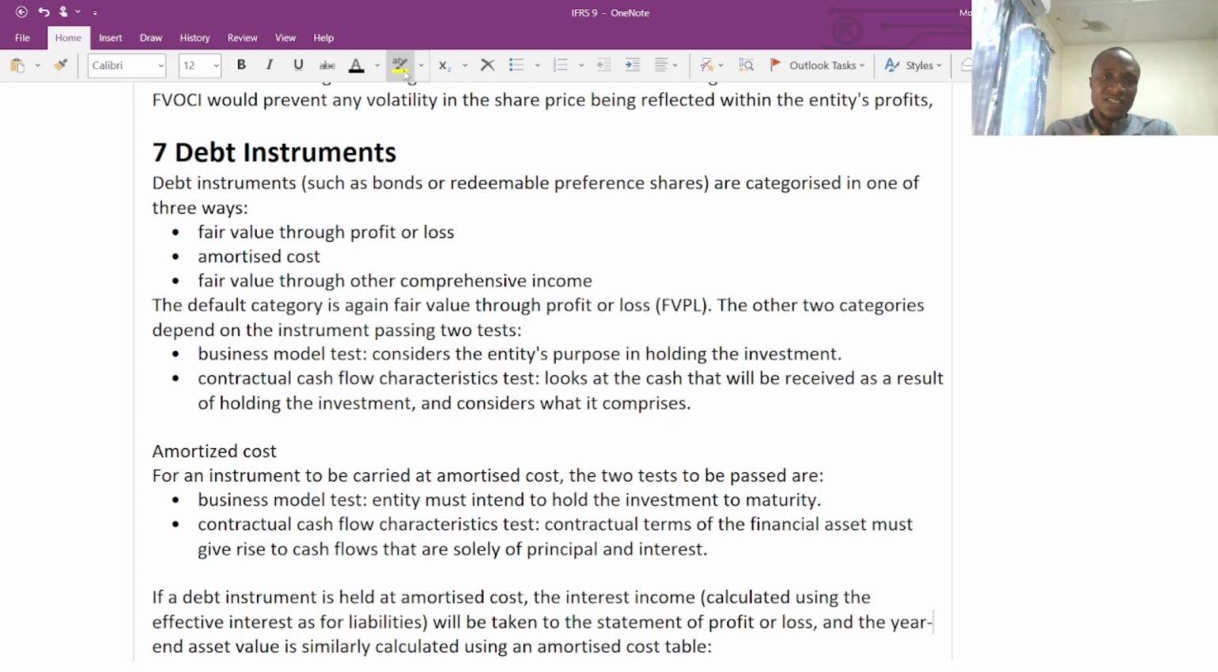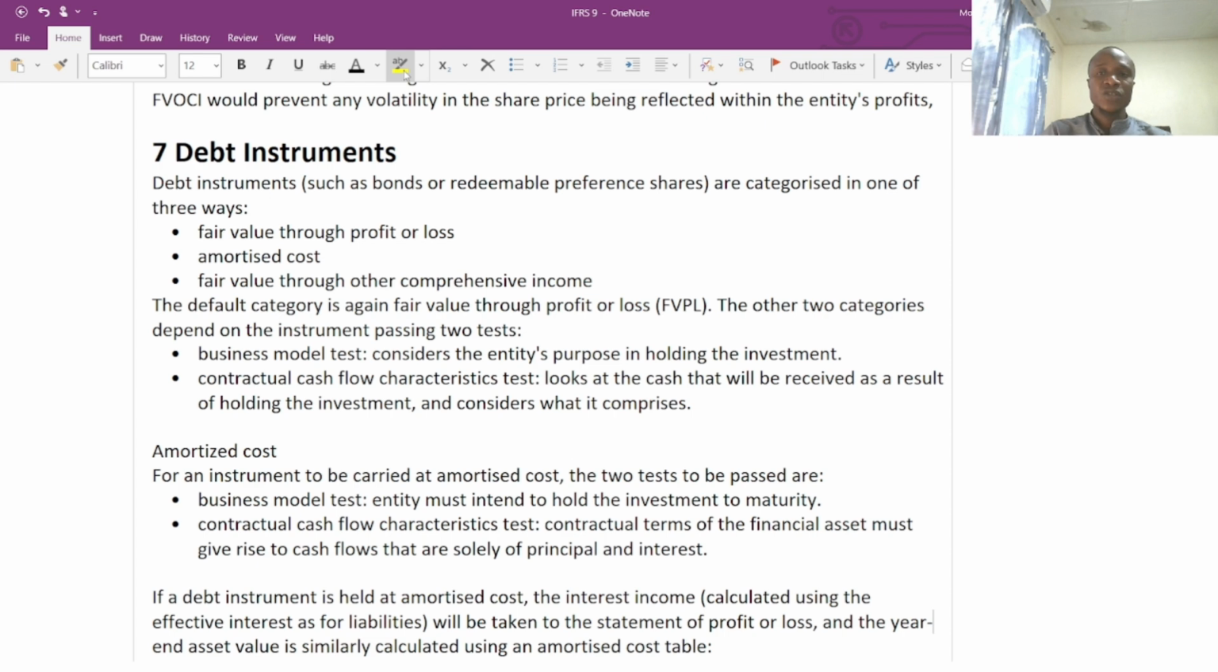So now, if that is the case, we need to know how we can account for it, whether we are going to use fair value to profit or loss, or fair value to other comprehensive income, or amortized cost. You can remember the concept of amortized cost under the financial liability. Also, you can remember the concept of the lease liability table under the lease accounting. Don't worry. Let's understand the debt instrument of the financial asset portion.